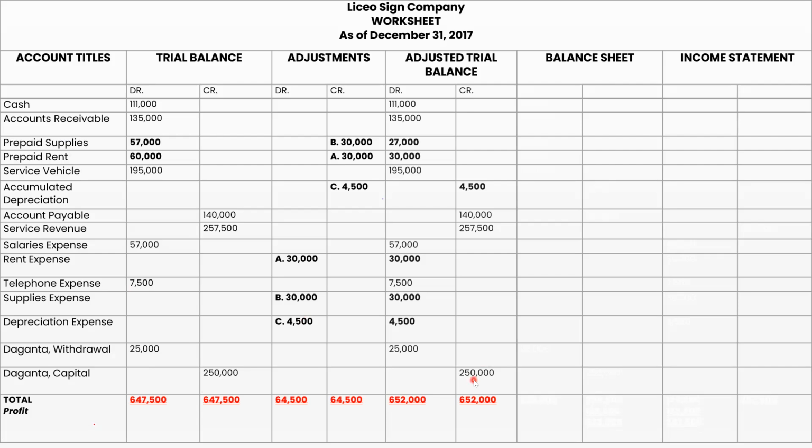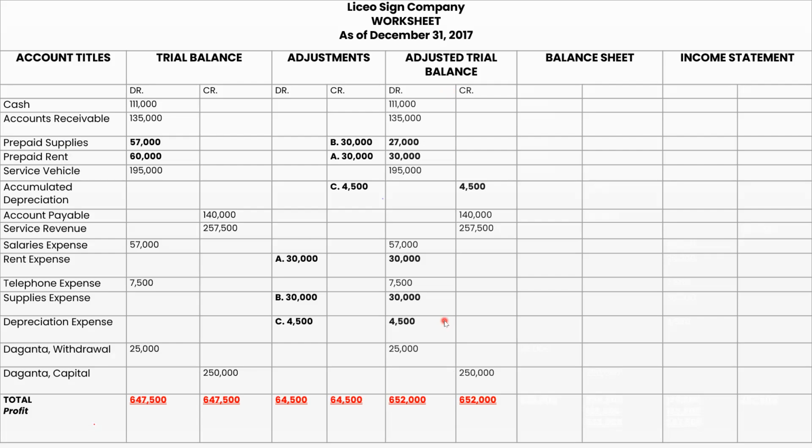As you can see, all of this is just in the worksheet. These columns you see, this is a worksheet. If you went through this in college or you're familiar with the worksheet, the yellow one with many columns, that's the worksheet. The first 2 columns are for the trial balance. We have adjustments. We have the adjusted trial balance. So we are now at the adjusted trial balance.